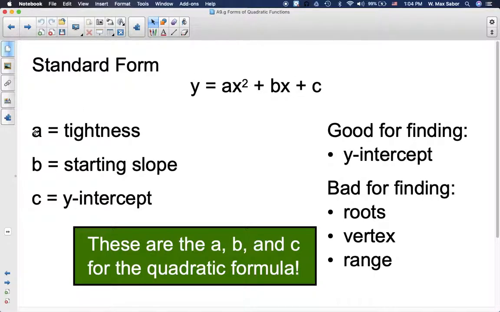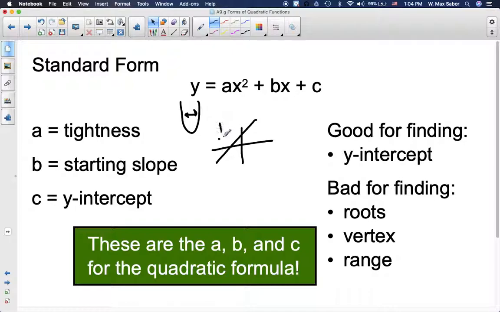A represents the tightness of the graph. So it represents how small or wide it's going to be. B represents the starting slope. So that value of what the slope is going to be when x equals 0. And C represents the y-intercept right there. These are the a, b, and c for the quadratic formula, which, if you've forgotten, is x equals negative b plus or minus the square root of b squared minus 4ac all over 2a.